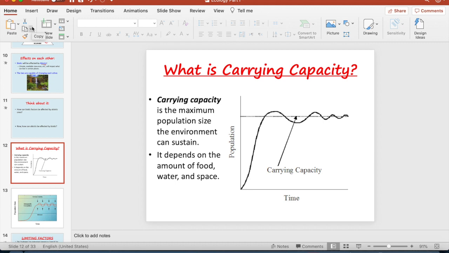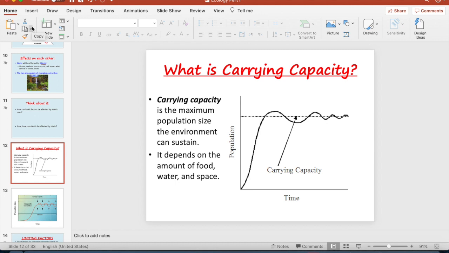So carrying capacity is the maximum population size the environment can sustain. So how many of those zebras, how many of those deer, how many rabbits, how many of those specific species or individuals can live in one area?